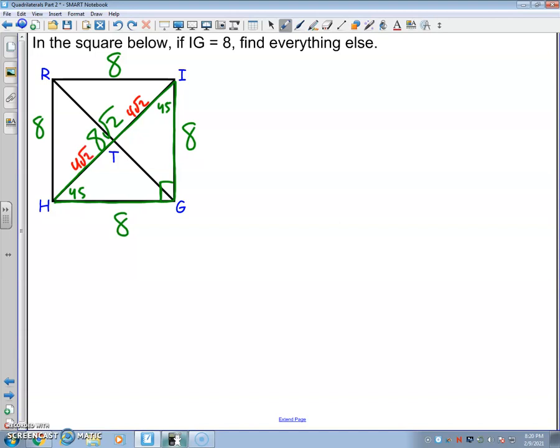And that's it. So all the sides, all the angles, each half of the diagonal, the entire diagonal, nothing else. So pretty simple. You could do trigonometry, you could do Pythagorean theorem if needed. That would have got you 8 root 2.